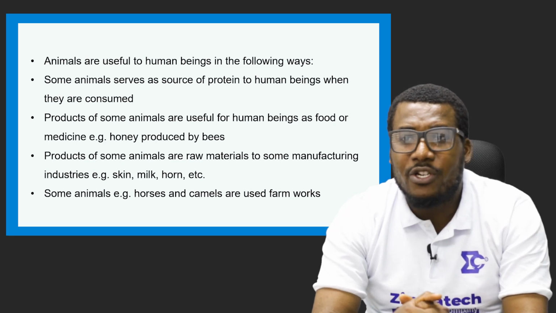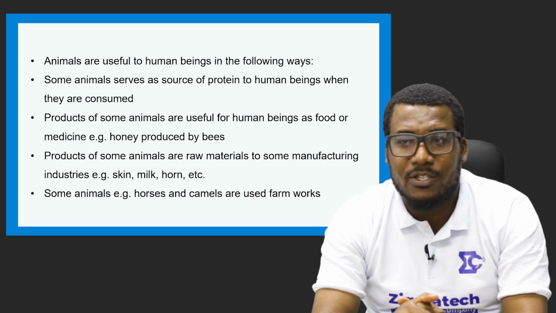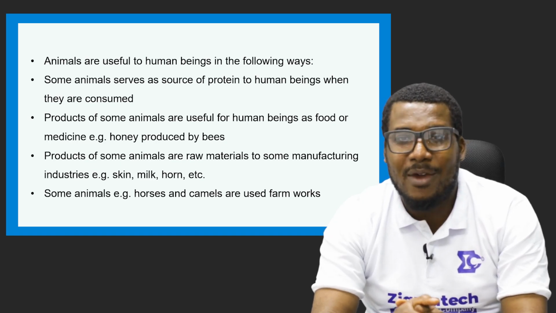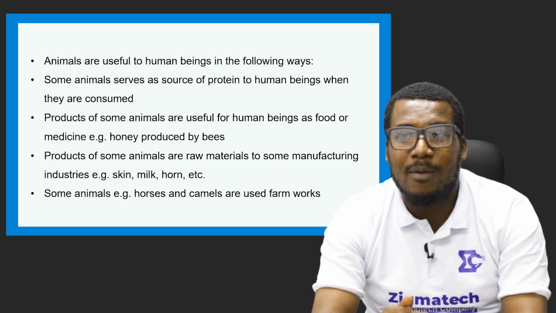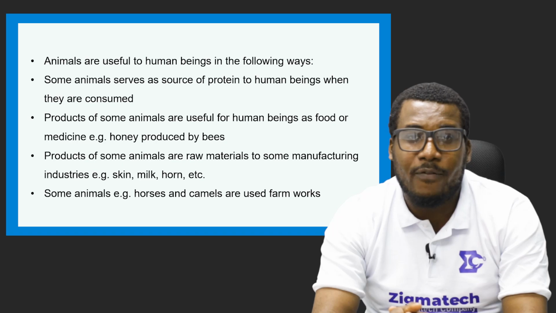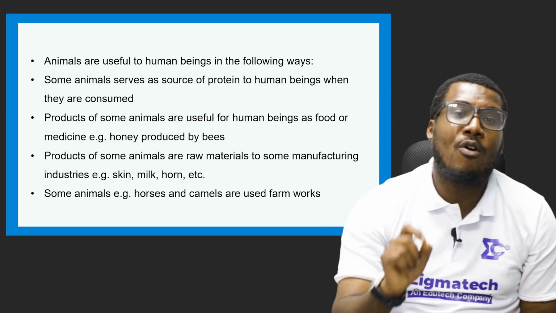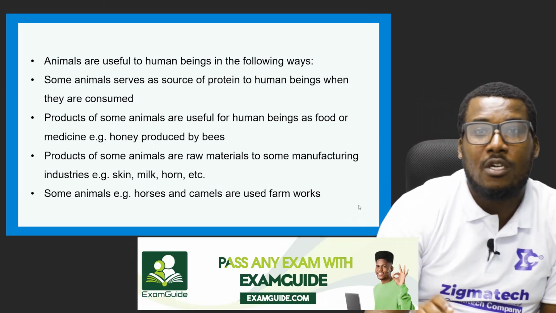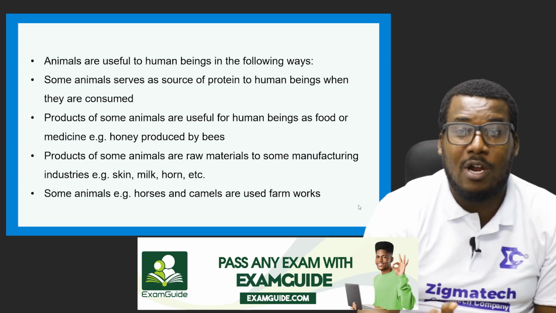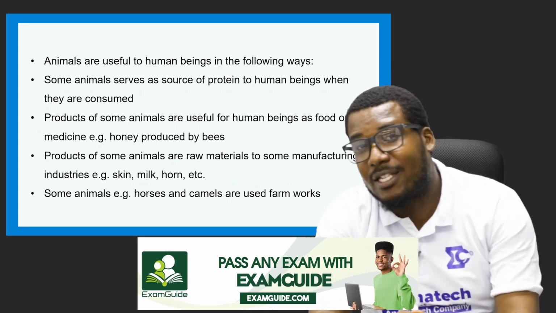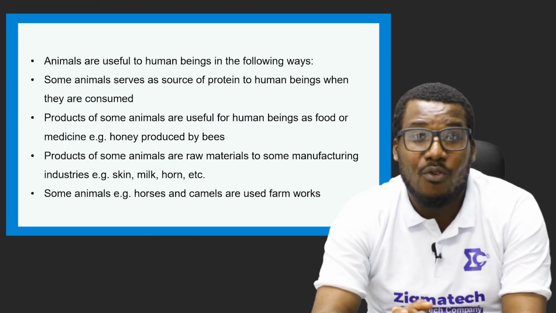Some animals, for example horses and camels, are used for farm work. Yes, horses and camels are wonderful farm animals. They help us in taking care of farm work, especially camels. Do you know a fun fact about camels? Camels are the only animals that can travel without stopping. They can travel close to 1,000 miles, 1,000 kilometers rather, without stopping.